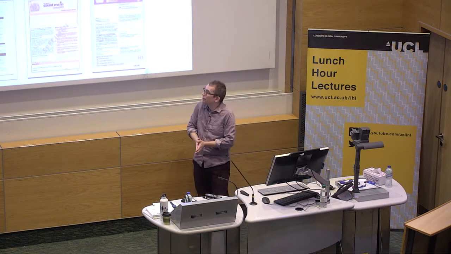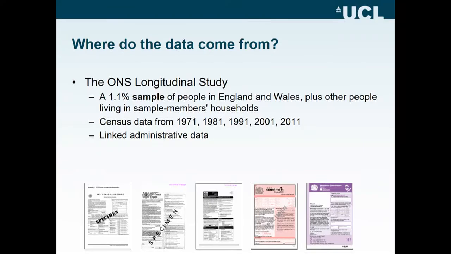Where do these data come from? They come from the ONS Longitudinal Study. It's a 1.1% sample of people in England and Wales, plus other people who were living in the sample members' households. We've got data from 1971 through to 2011, or as many of those census years as the person was alive and in the country and captured in the census.